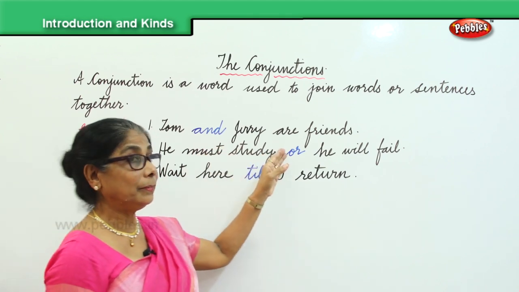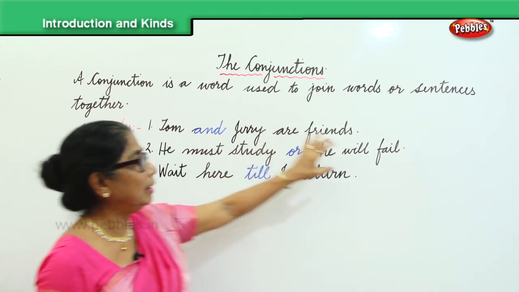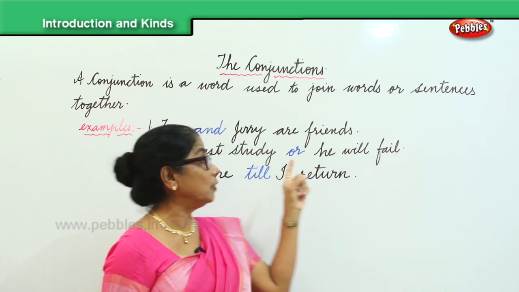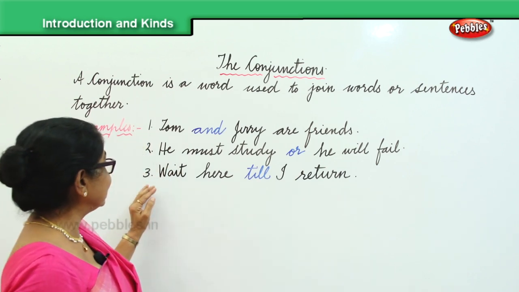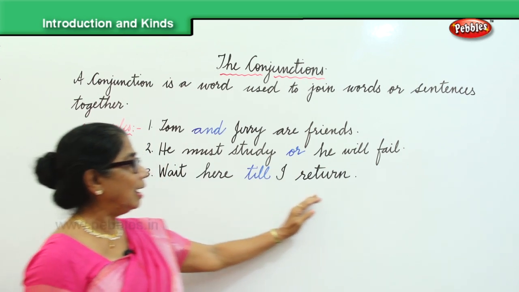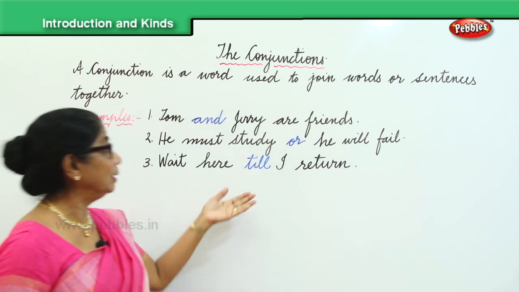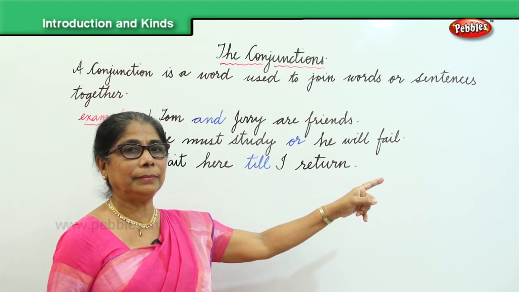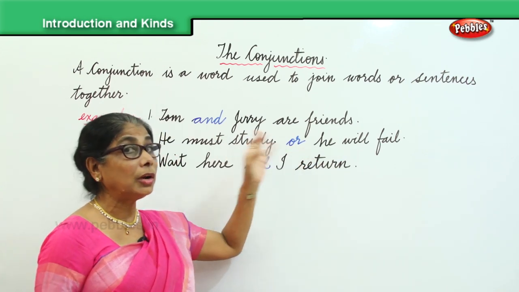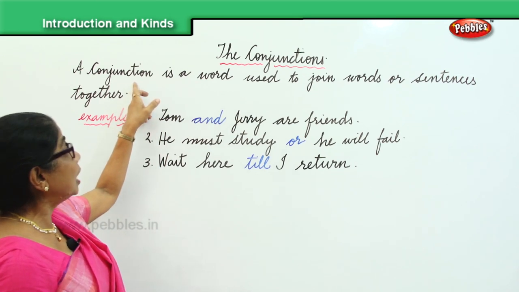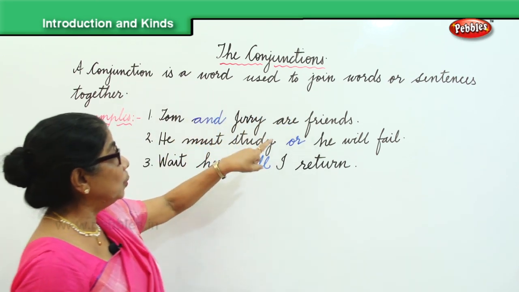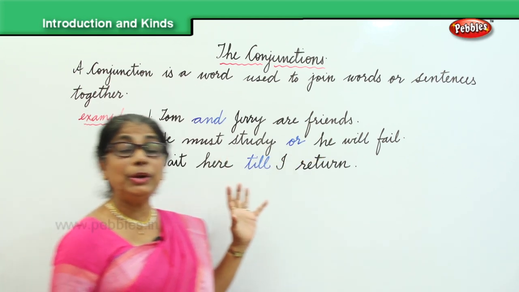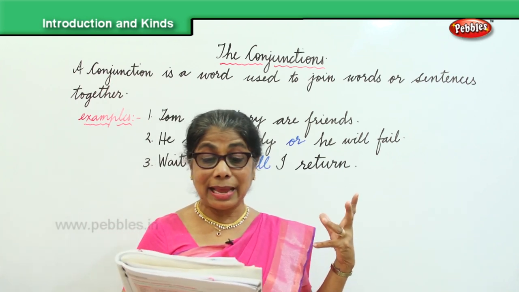He must study, he will fail. Two short sentences. So we use or to join the two sentences. Wait here, I return, and we joined it with till I return. He must study, he will fail. We joined it: he must study or he will fail. Now, a conjunction is a word used to join words or sentences together. We will do an exercise to understand better.